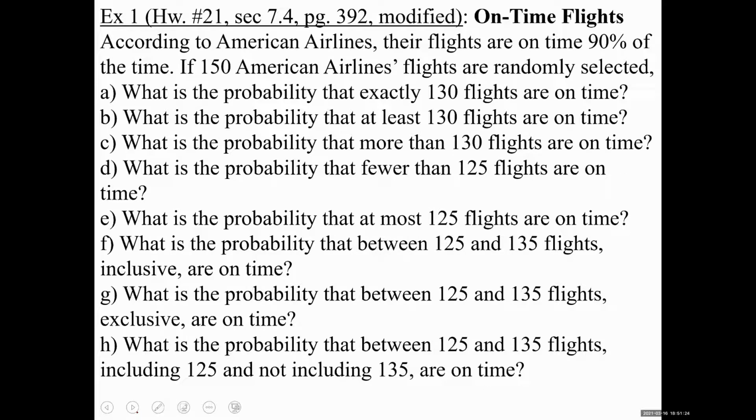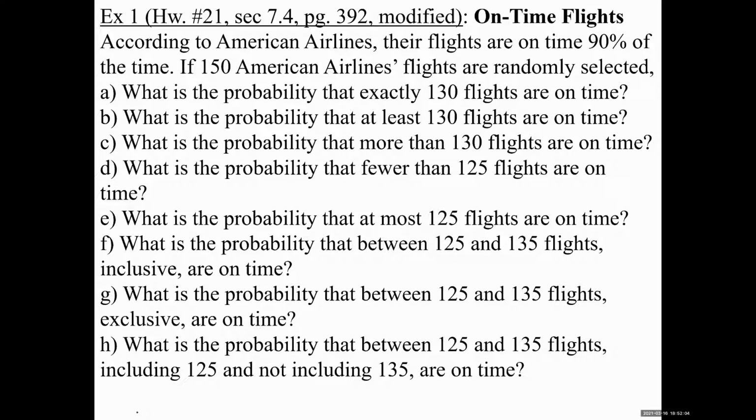And on that note, I've told you everything there is to tell you, but we do have to see it in action when we do a problem. So this is the problem we're going to do today. So let's go ahead and see what it says. According to American Airlines, their flights are on time 90% of the time. If 150 American Airlines flights are randomly selected, let's go to part B. We'll do part A at the end.